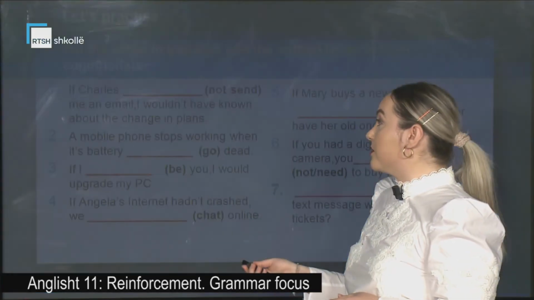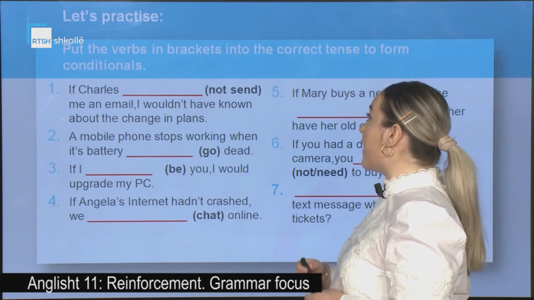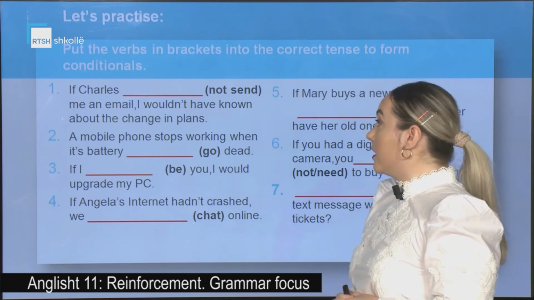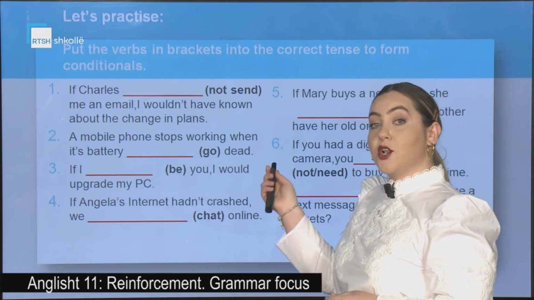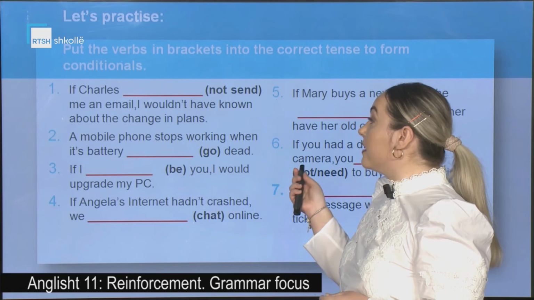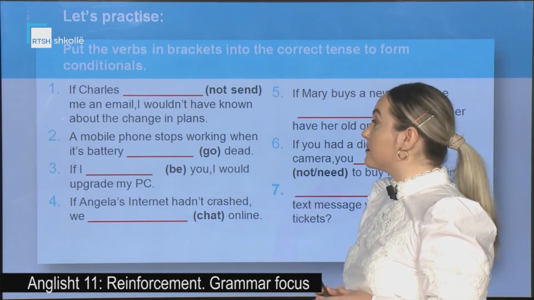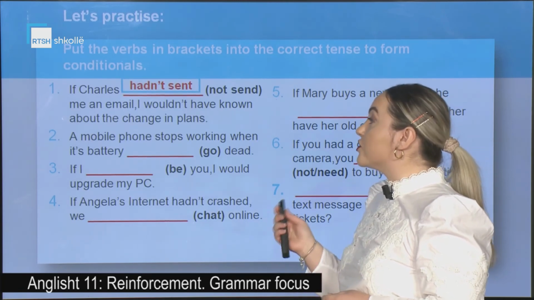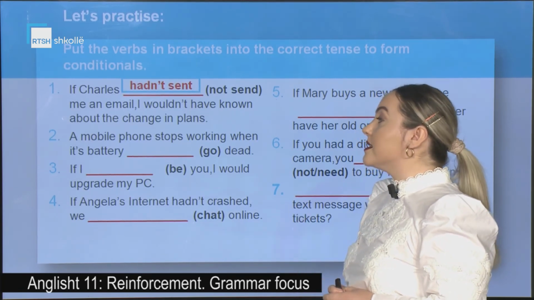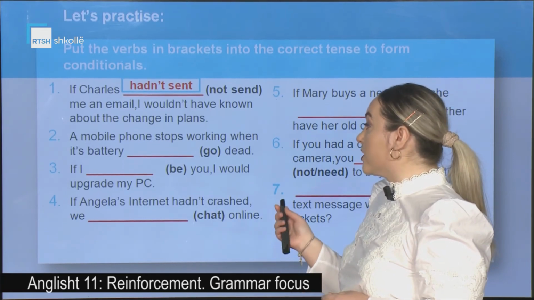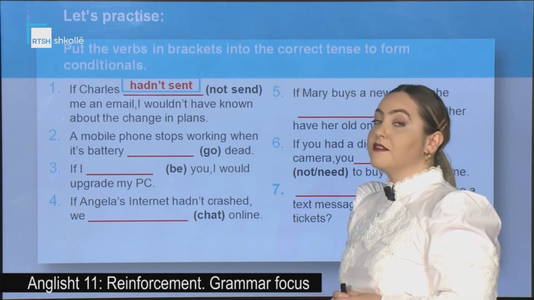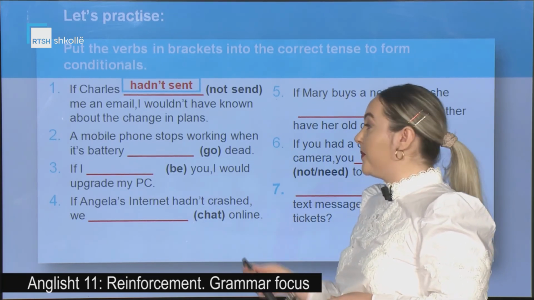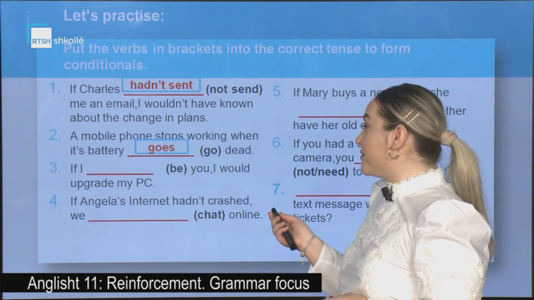Let's practice together. Put the verbs in the brackets into the correct tense to form conditionals. Let's begin the first one. If Charles (not send) me an email, I wouldn't have known about the change in plans. Let's see the correct answer. Hadn't sent, if Charles hadn't sent. The second one, a mobile phone stops working when its battery (go) dead. Let's see the correct answer. Goes, its battery goes dead.